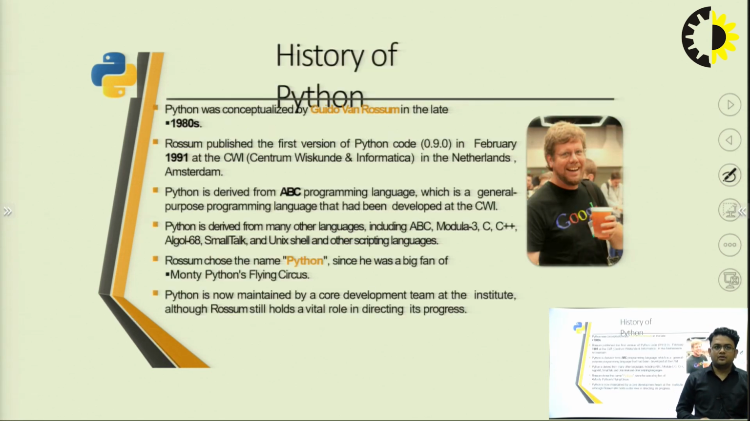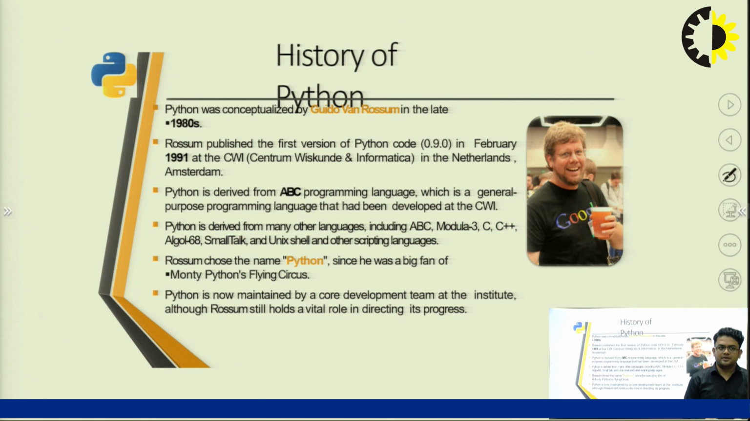Now, talking about a bit of the history of Python, like who invented it. Python was conceptualized by Guido van Rossum in the late 1980s. He was a scientist who invented Python. Rossum published the first version of Python in February 1991 at the CWI, which stands for Centrum Wiskunde & Informatica, in Amsterdam, the Netherlands. Python is derived from the ABC programming language, which is a general purpose programming language that had been developed at CWI again.